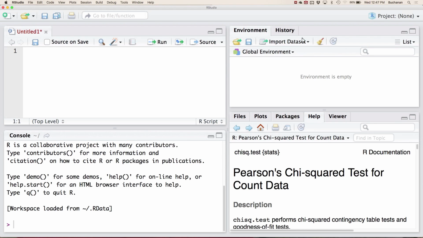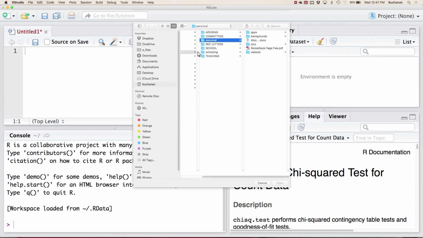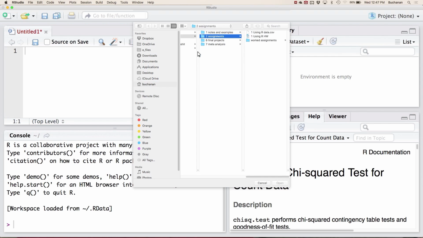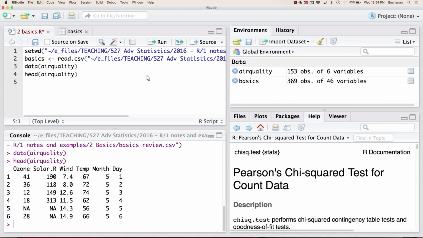So let's import the basics data set. So I'll click import data set, from text file, wherever you hit it on your computer, which for me is like 8 folders later. I know, don't judge me. I like folders and folders. So you should get to this window. Okay, we'll figure it out. So we'll use air quality.